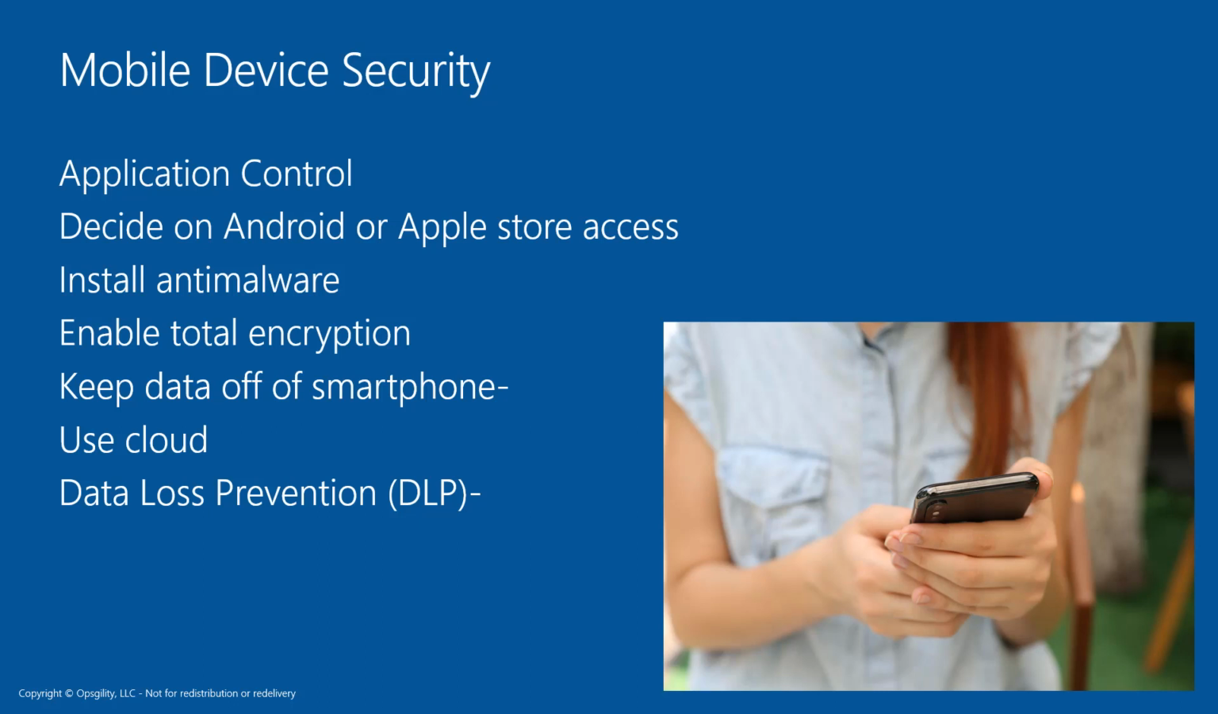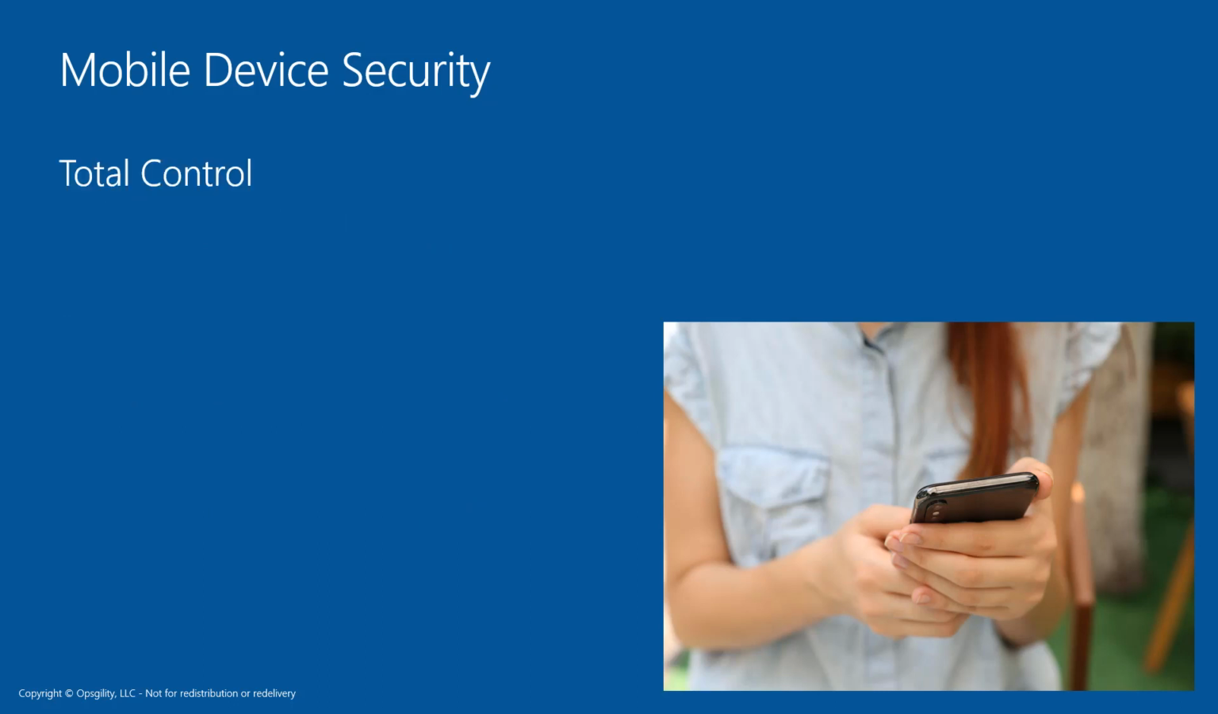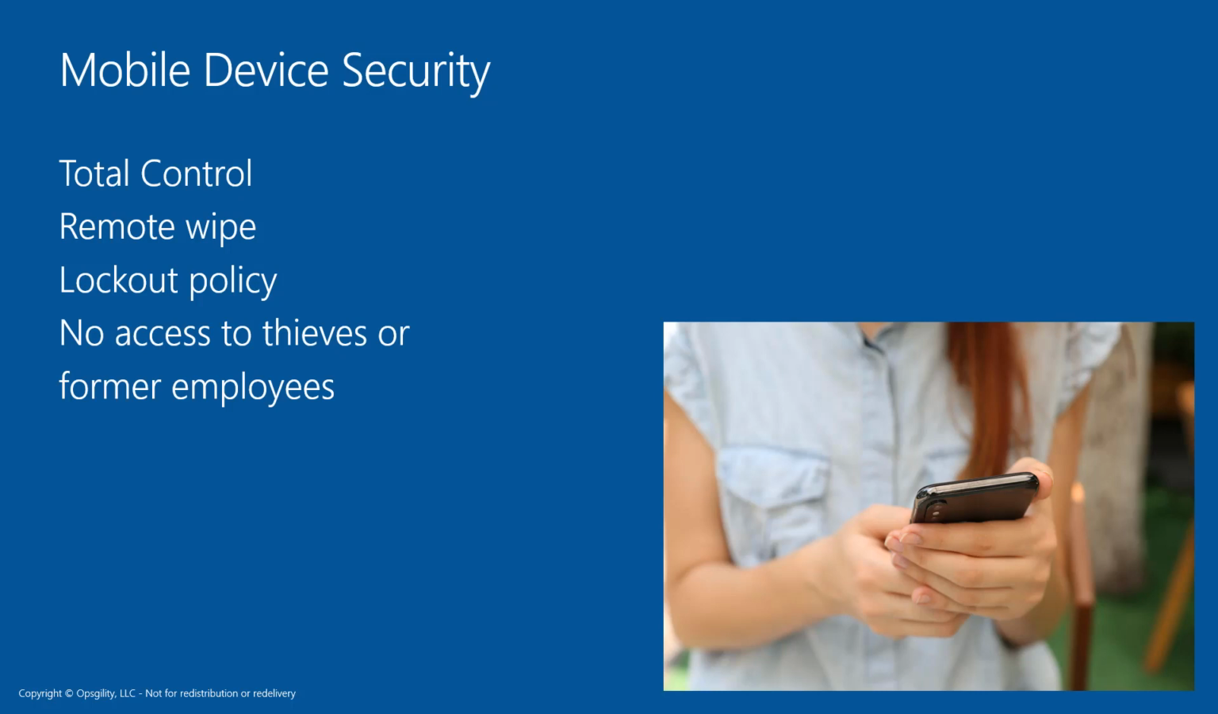With mobile device management, you have total control over the phone and all it can do. One thing that you should set up is a remote wipe capability in case it gets stolen. So from your server or website, you can erase everything on the phone and then disable it with your phone company. A lockout policy will keep thieves or former employees with BYOD phones from guessing the phone's password too many times. And this can trigger an auto wipe just in case that happens.